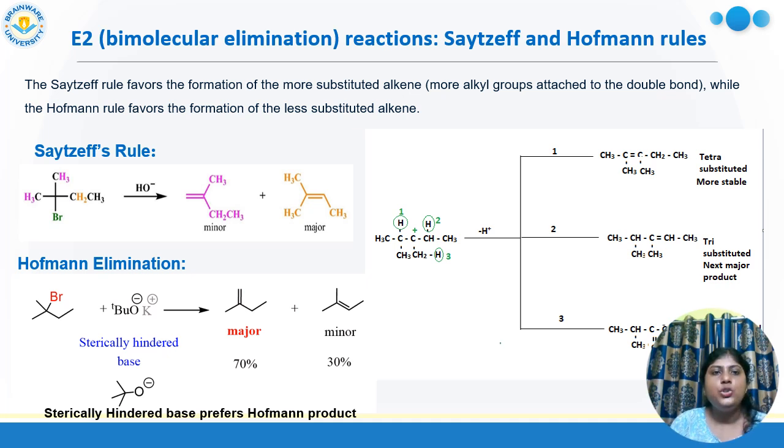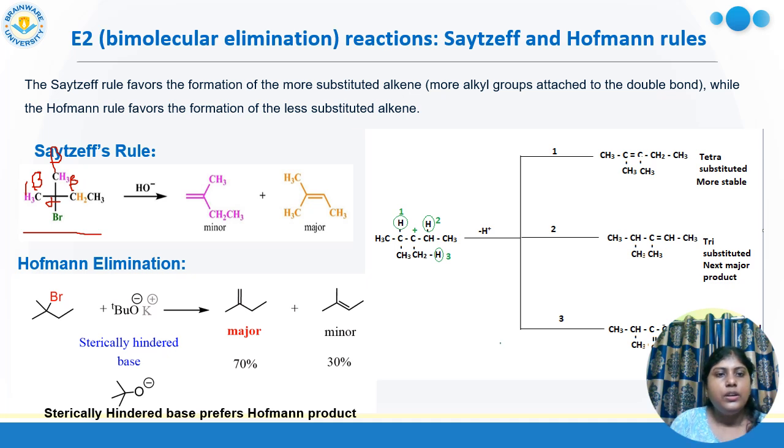In case of the E2 reaction, that means bimolecular elimination reaction, there are two important rules: Saytzeff rule and Hofmann rule. What is Saytzeff rule? According to Saytzeff, the more substituted alkene is the major product. Suppose this is an alkyl halide. Now this carbon is the alpha carbon and there are three beta carbons: this is one beta, this is another beta, and this is another beta.